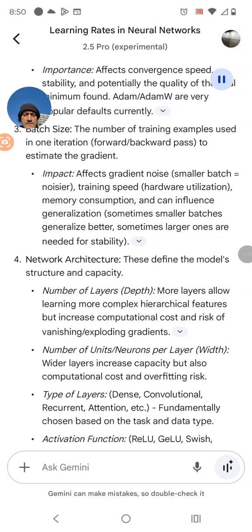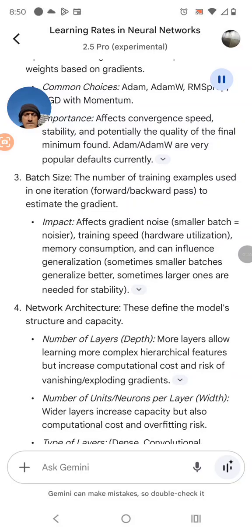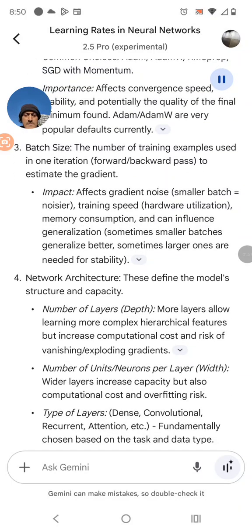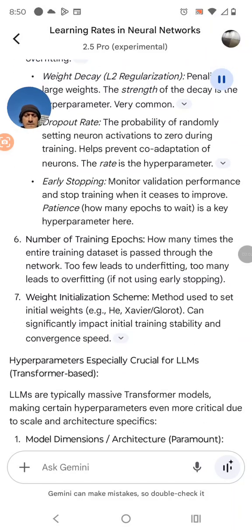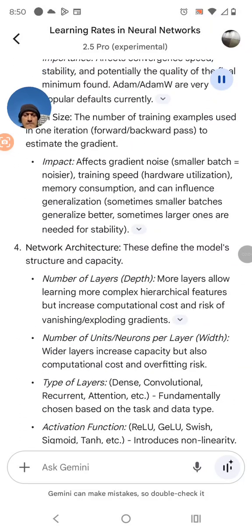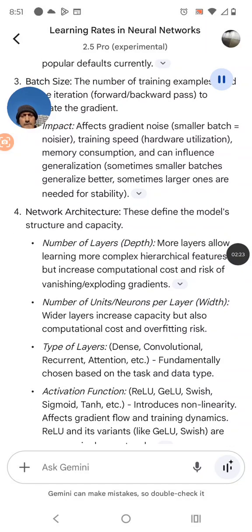4. Network architecture. These define the model's structure and capacity. Number of layers, depth: more layers allow learning more complex hierarchical features, but increase computational cost and risk of vanishing/exploding gradients. Number of units/neurons per layer, width: wider layers increase capacity, but also computational cost and overfitting risk. Type of layers: dense, convolutional, recurrent, attention, etc. Fundamentally chosen based on the task and data type. Activation function: ReLU, GeLU, introduces nonlinearity.